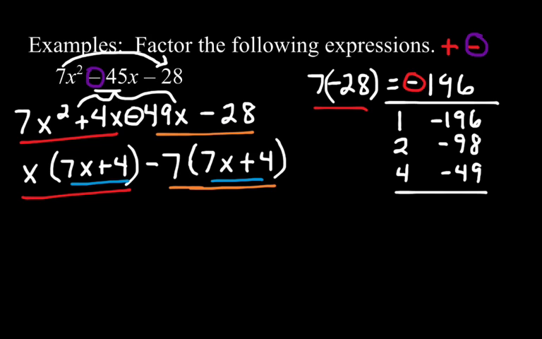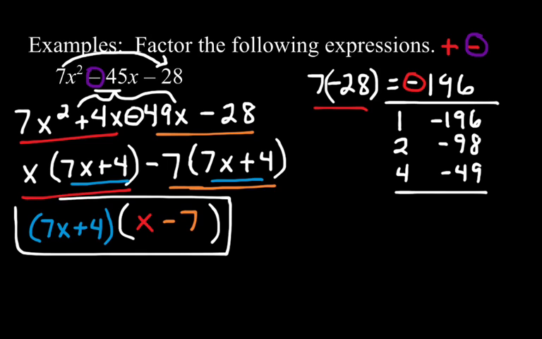So we are going to be able to factor out this 7x plus 4. And when we write down what's left, after we factor out the 7x plus 4, we've got an x right there in the first term, and we've got a minus 7 right there in the second term, and that is going to be our factorization.